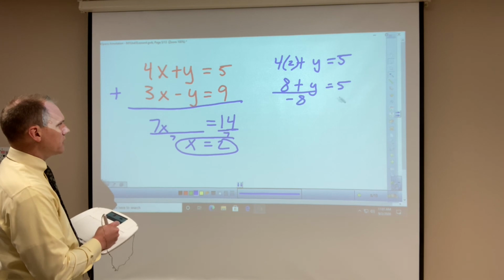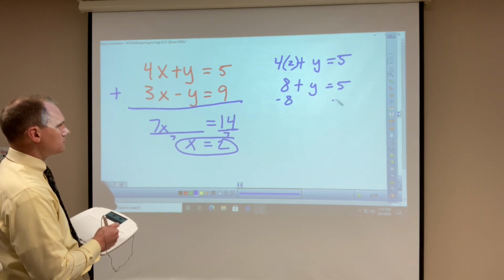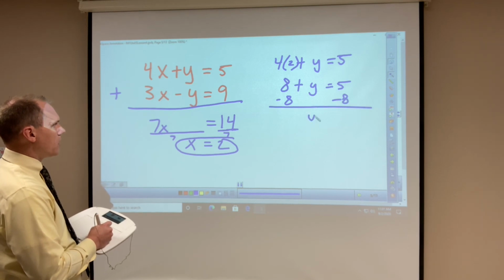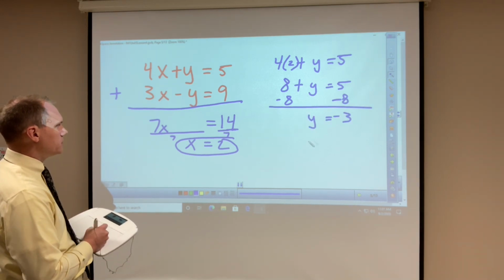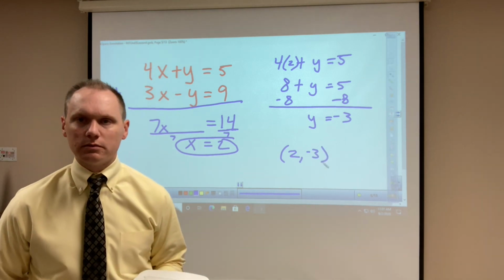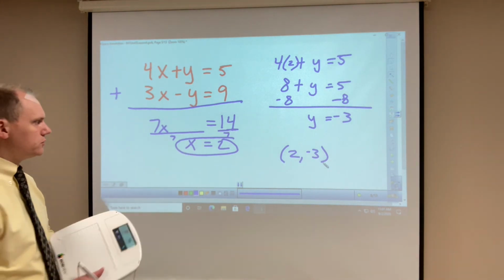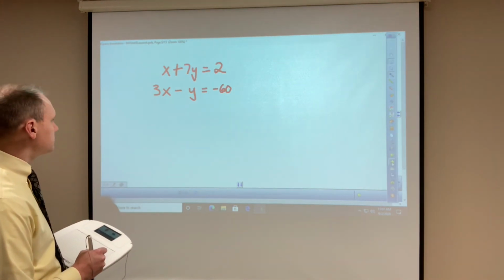Subtract 8 from both sides. And we get y is equal to negative 3. So the point 2, negative 3 is the solution to this system. And we were able to do that pretty quickly using what's called elimination.